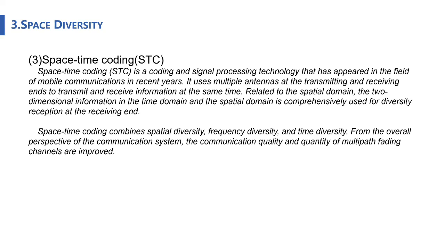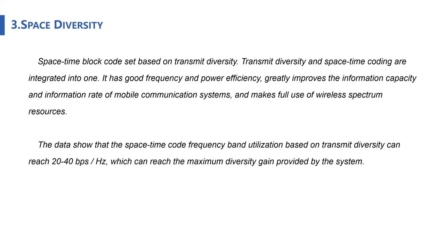Space-time coding combines spatial diversity, frequency diversity, and time diversity. From the overall perspective of the communication system, the communication quality over multipath fading channels is improved. Space-time block codes are based on transmit diversity. Transmit diversity and space-time coding are integrated into one. It has good frequency and power efficiency, greatly improves the information capacity and the information rate of mobile communication systems, and makes full use of wireless spectrum resources.